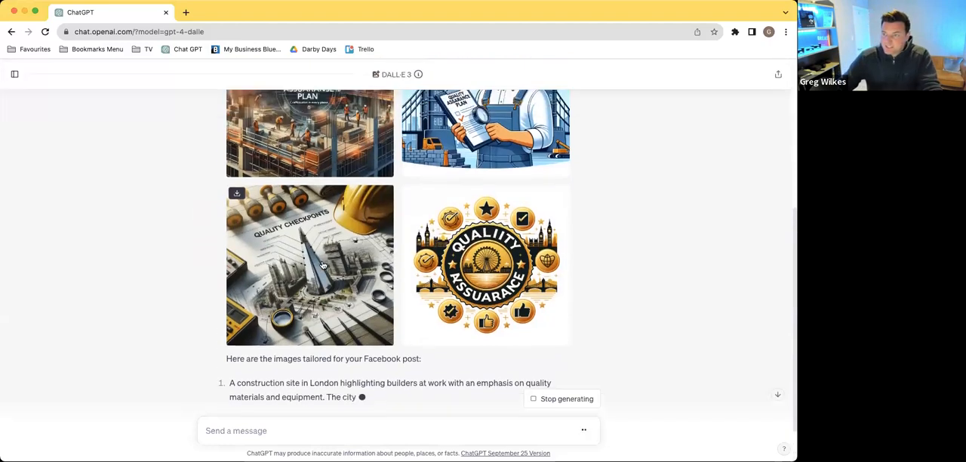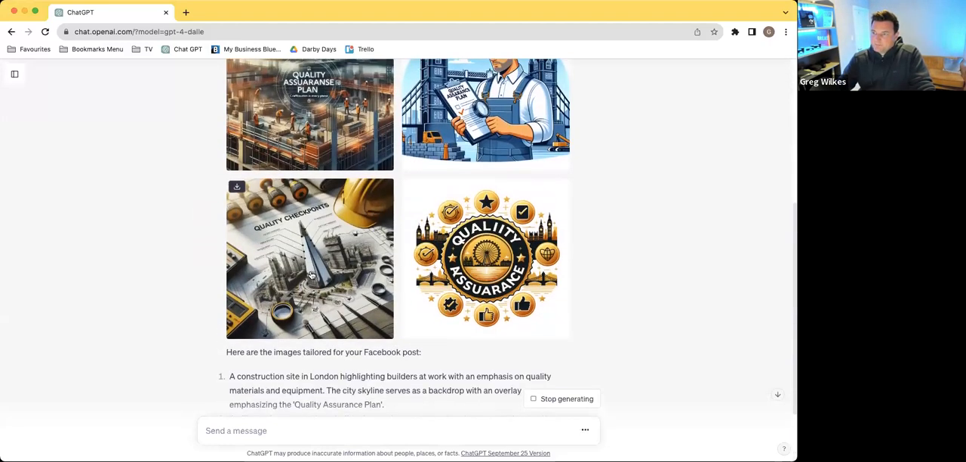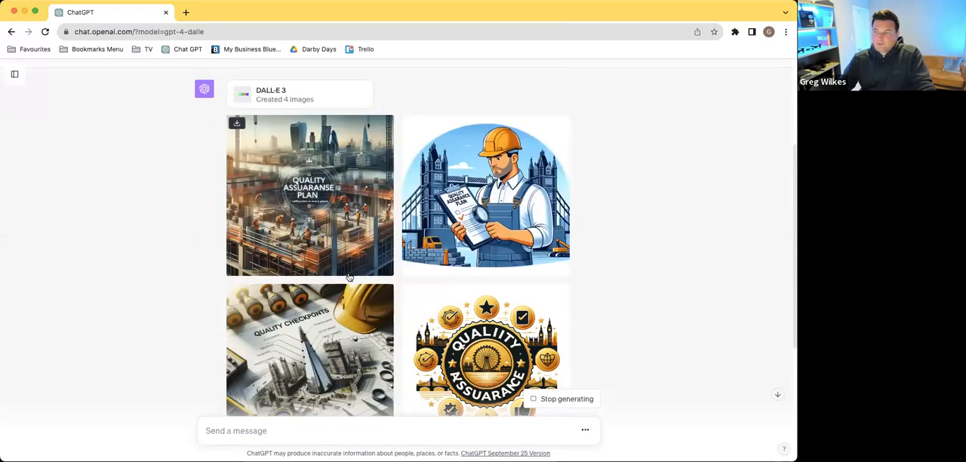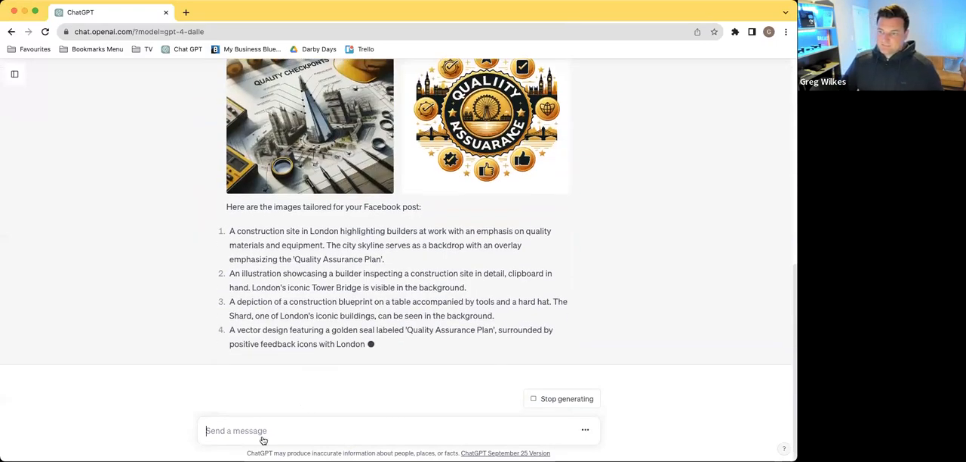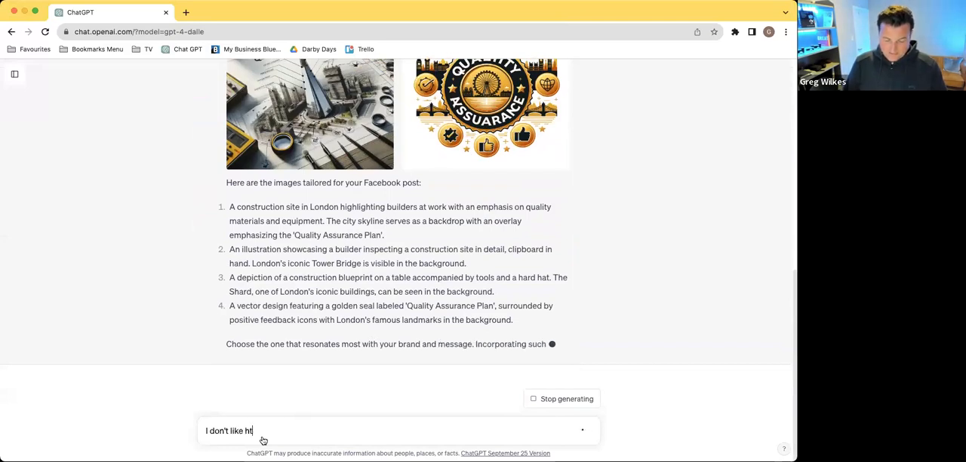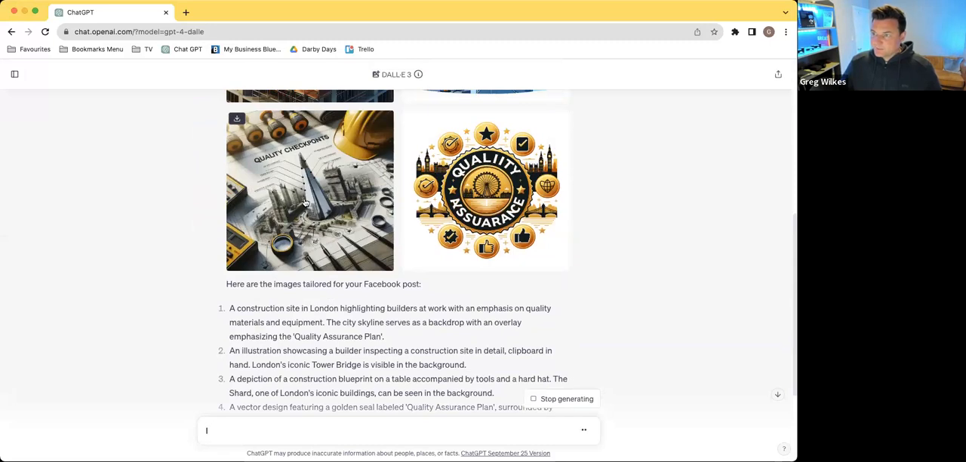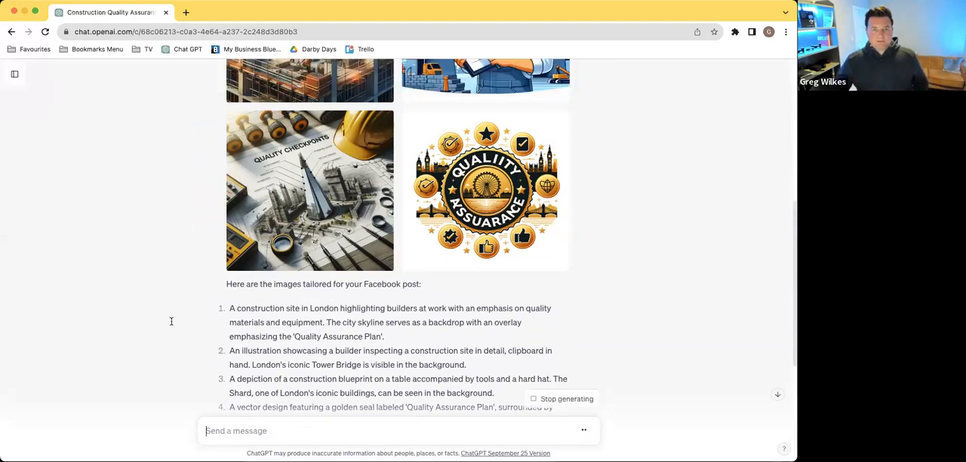So have a look at these images here. There you go. So we've got quality checkpoints, quality assurance, and you could just keep going and going. If you weren't happy with these, I could just say I don't like these. See, this one here I think is pretty good actually. You could almost like an image of the Shard there for a commercial contractor. So you could say I like image 3, give me some variations.